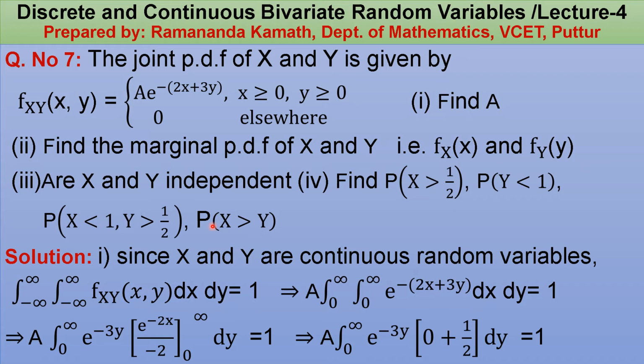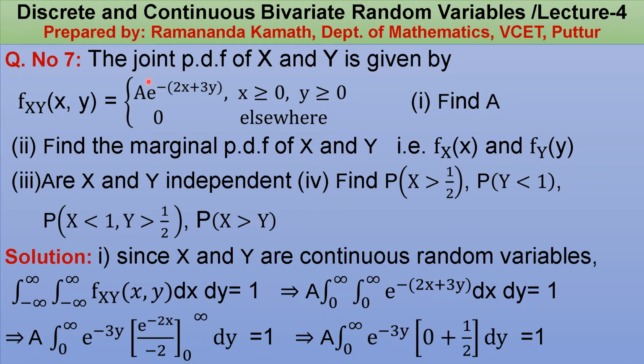Hello students, our lecture 4 is on the topic discrete and continuous bivariate random variables. Under lecture 3 we have worked out some questions related to discrete and continuous bivariate random variables. So we will continue with the questions on continuous bivariate random variables.